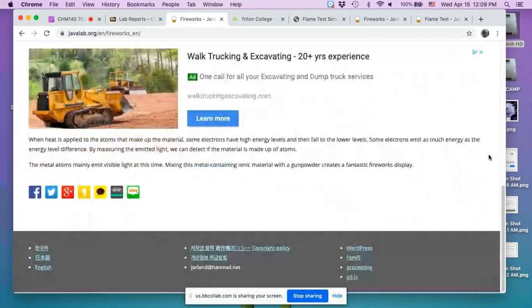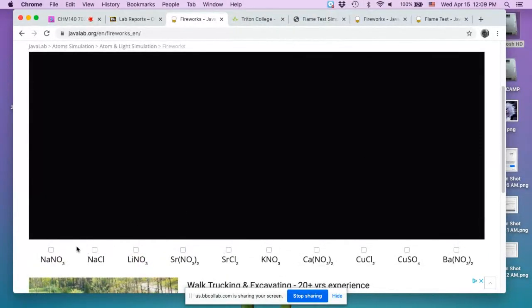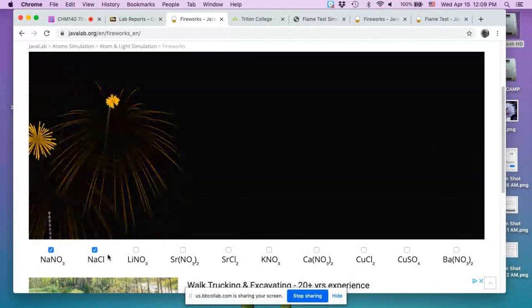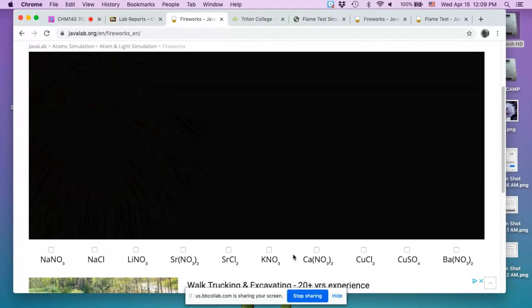And then below that, there is a little bit of information about the simulation. But what this is showing you is what colors you get depending on what's in the fireworks. So if you had sodium in either the sodium nitrate or the sodium chloride ionic compounds, you would get a certain color. Or over here, there's the other sodium one. Notice they look identical. You can play with this a little bit, and you'll see the different colors you get. That's because of the element that's in that particular ionic compound.